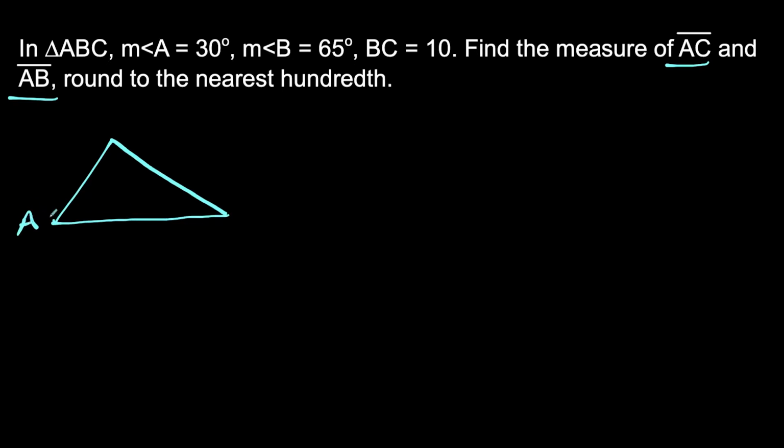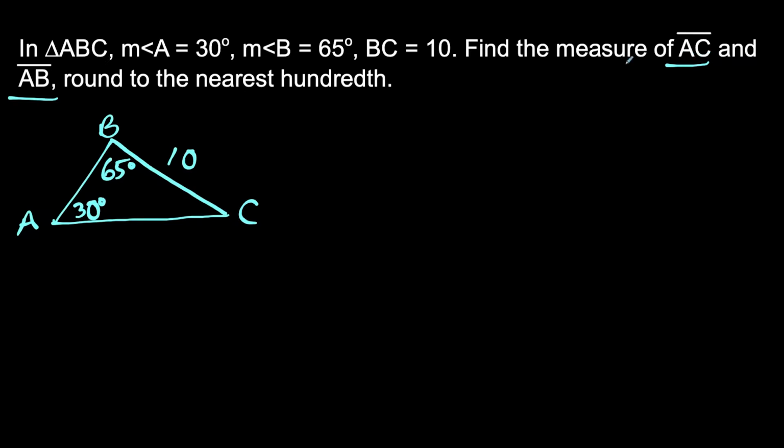So we have triangle ABC, and we label the angles with capital letters. The measure of angle A is 30 degrees, so we'll label this angle here. Then the measure of angle B is 65 degrees, so we can label this angle here. And we're told the length of side BC is 10 units long. So this is what we have here, and we want to find the measure.